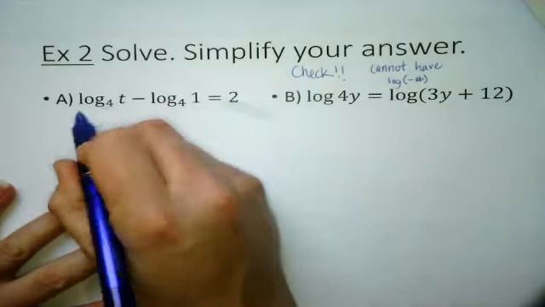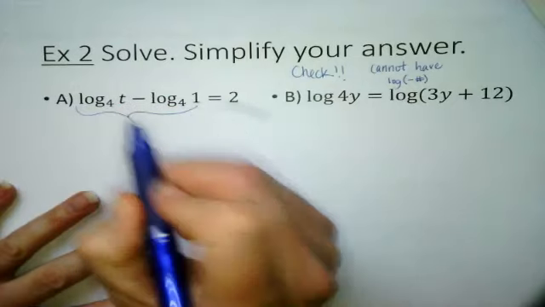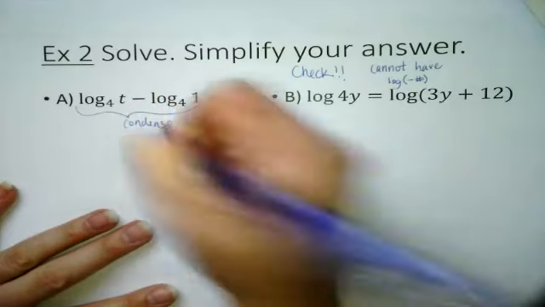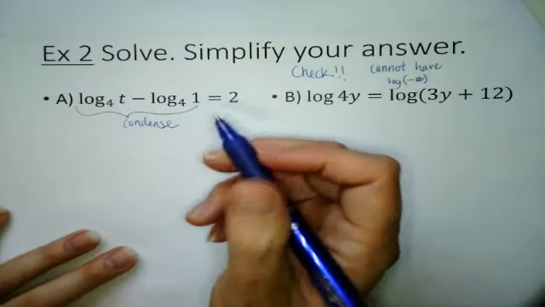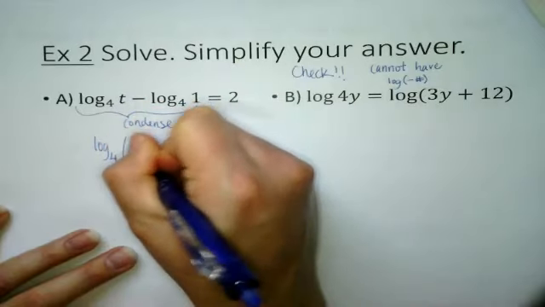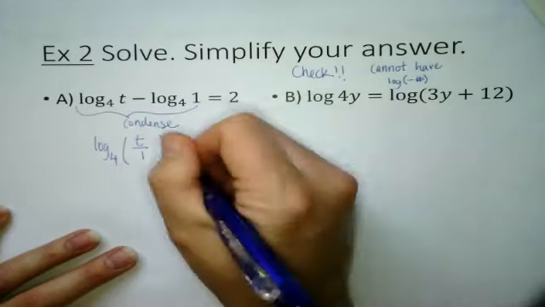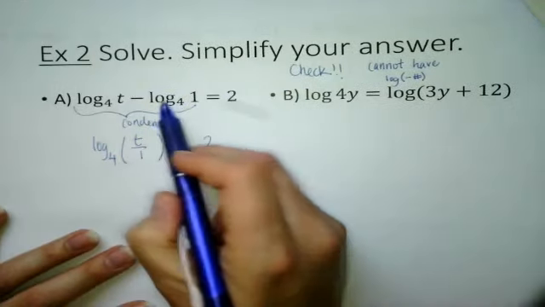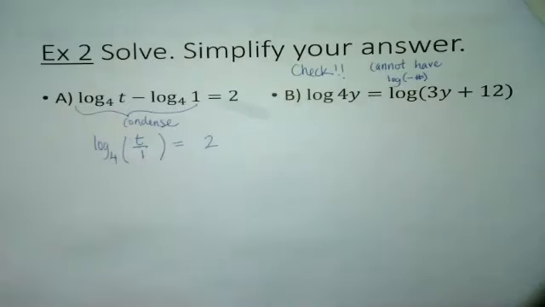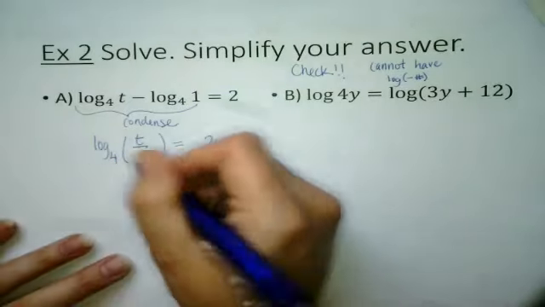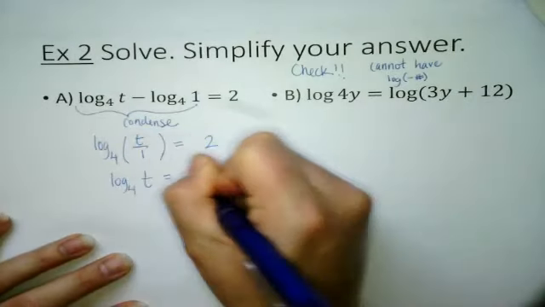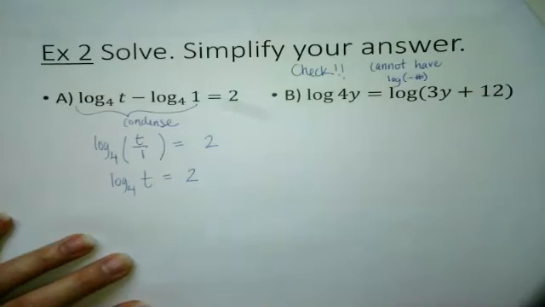The first thing is I noticed that I have a log minus a log here. And so I need to condense that using our quotient property. I can condense it into a single log base 4 of t divided by 1. Well, that was really unnecessary because it turns out the log of 1, 4 to what power is 1? It's really 0. So we could have just simplified it first, but that's okay. This t divided by 1 is just t. So I have log base 4 of t equals 2. And ladies and gentlemen, how do you drop a log?